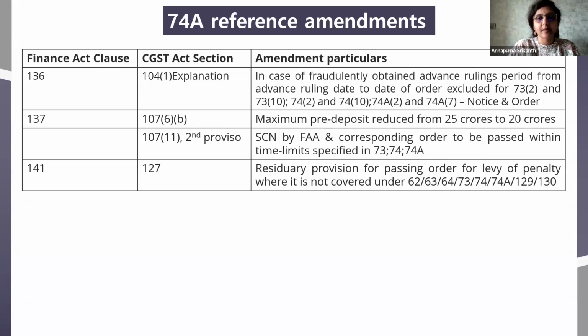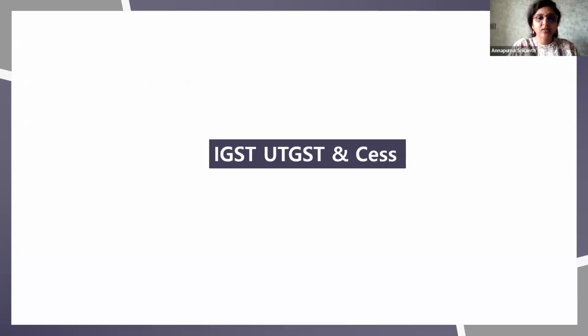And 107(6)(b), maximum pre-deposit reduced from 25 crores to 20 crores. And the show cause notice issued by the first appellate authority, the time limits of 74A have been included here. Then 127, the residuary provision for passing an order for levy of penalty, 74A also has been included.